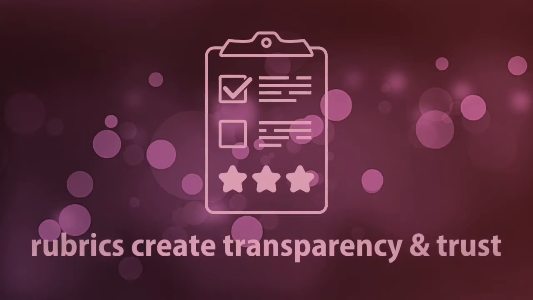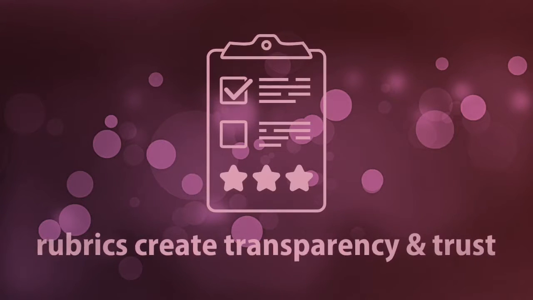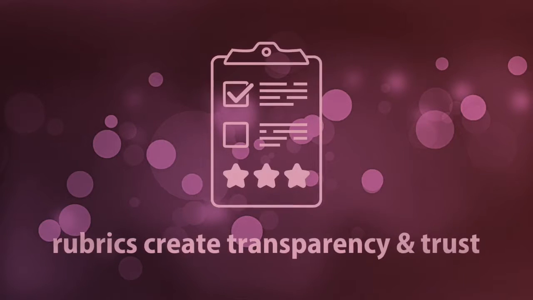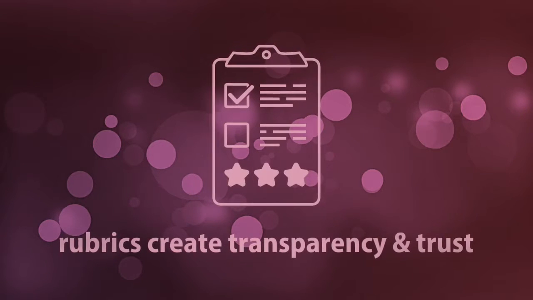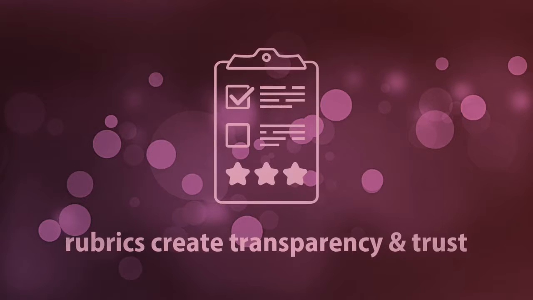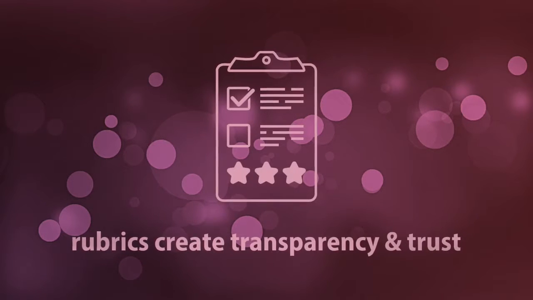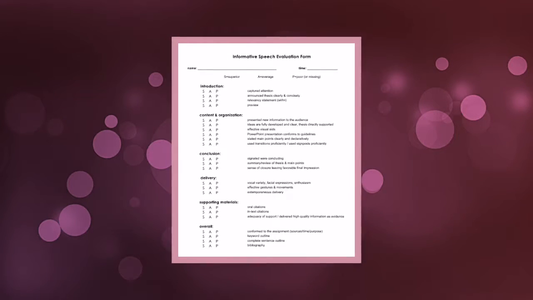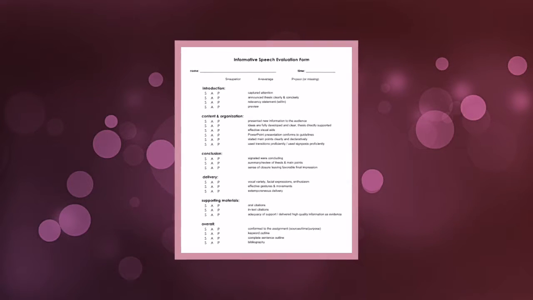To make it clear to your students that you are grading them on objective standards and are looking for them to develop specific skills, create very explicit and detailed rubrics for speaking assignments. These will both create transparency and trust in the classroom. There are many varieties of rubrics you can use, but this is an example of one I use in my class for an informative speech.